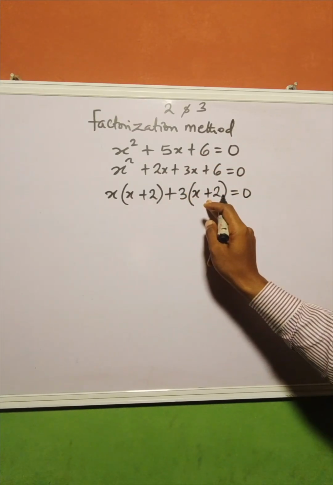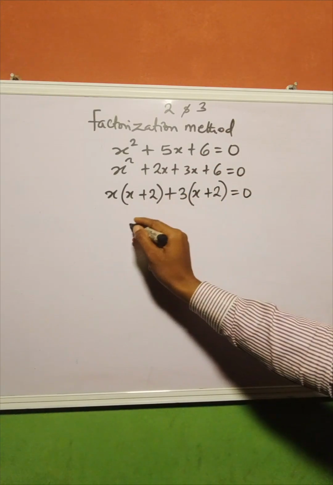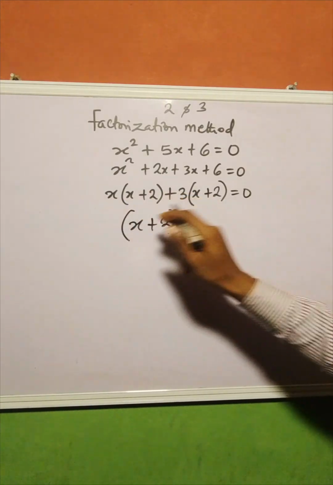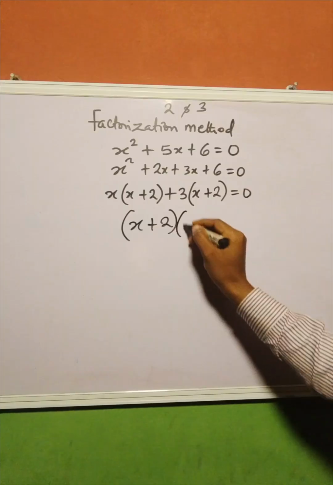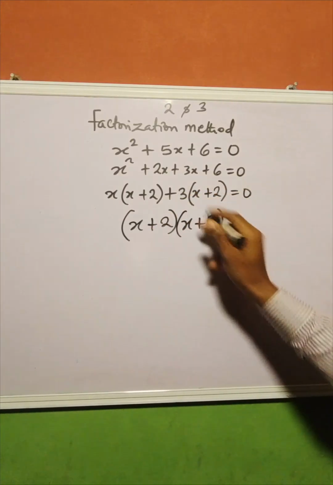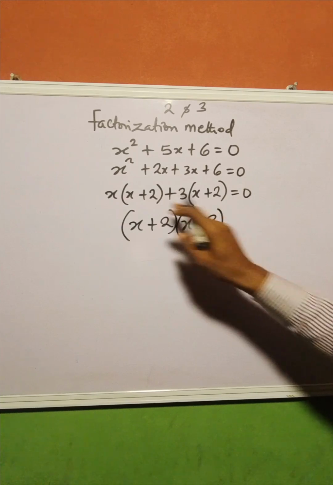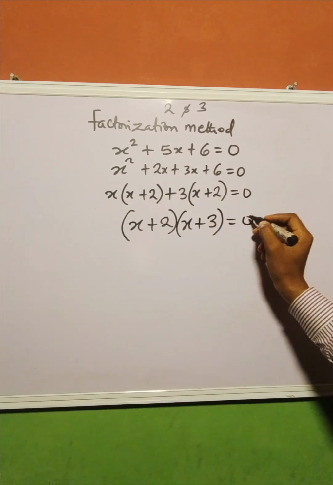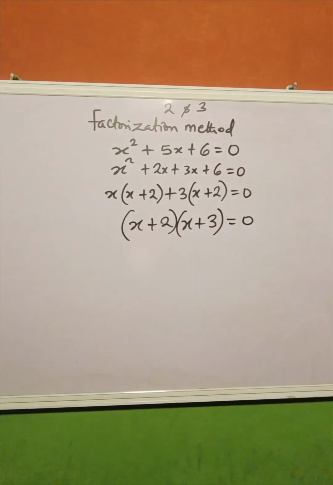So x plus 2 are common. They are the same, so you pick only one. X plus 2, right? When x plus 2 leaves here, you're left with x. And when x plus 2 leaves here, you're left with 3, right? So just join what is outside together. Pick one of the brackets, okay? Equal to 0. Now, let me explain the mystery behind these two brackets equal to 0.